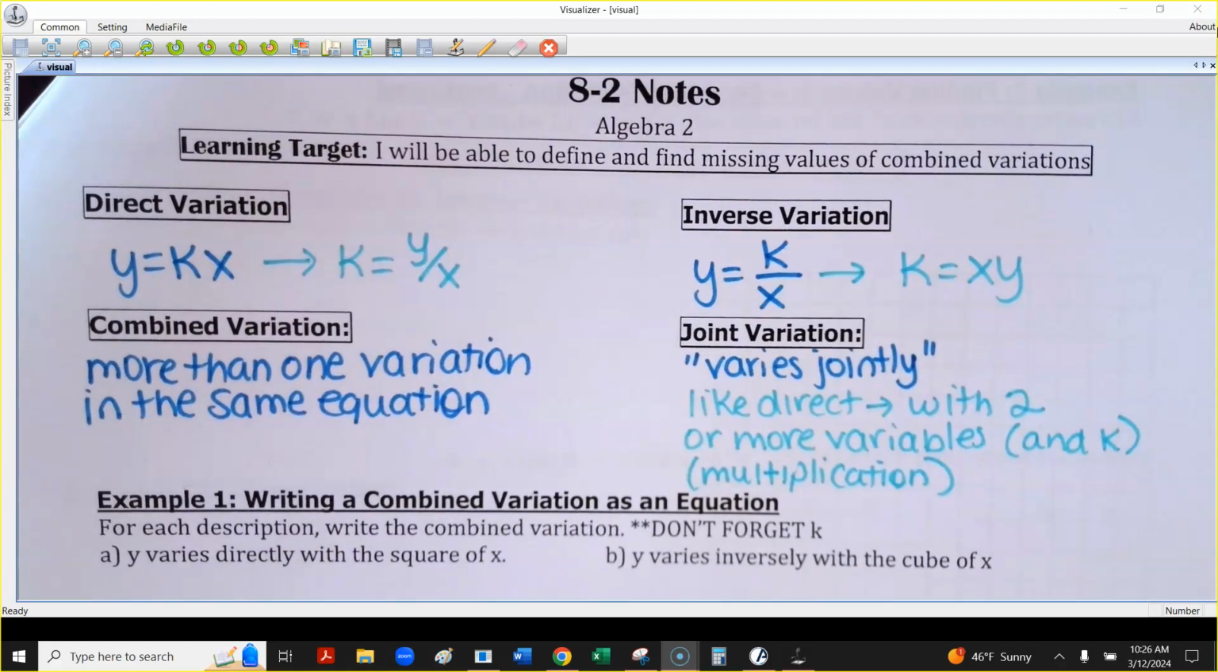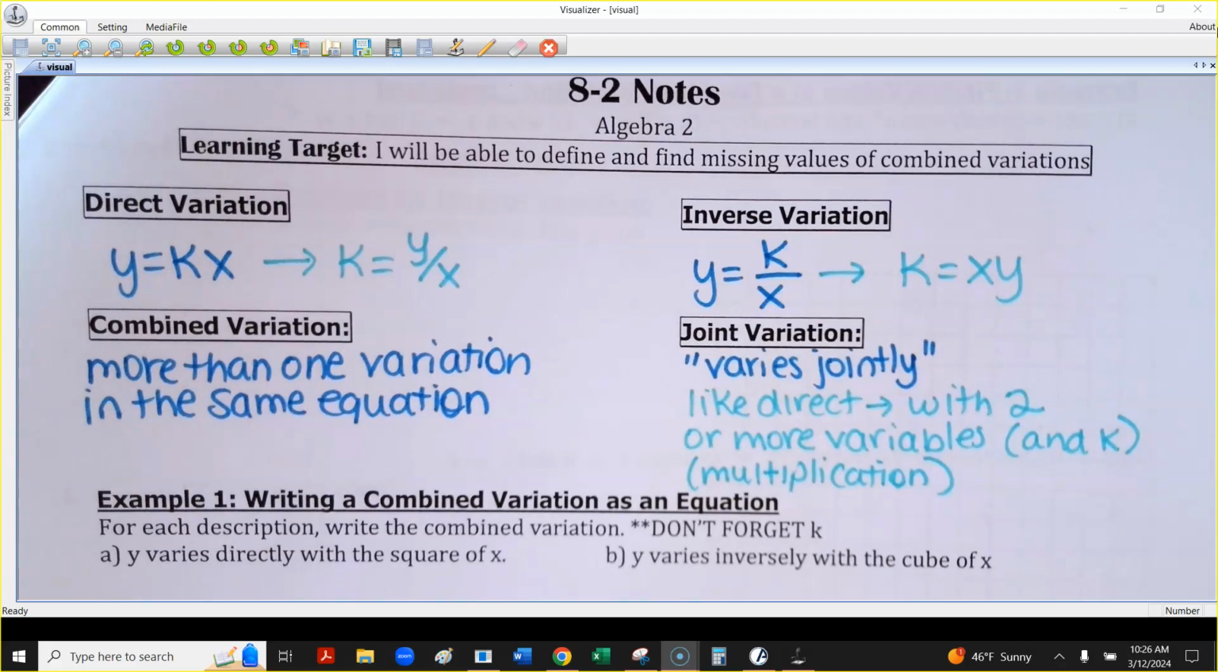The one new term I'm going to add in today is that fourth definition there, which is called a joint variation. In the description, if you have a sentence about this, it'll say varies jointly. A joint relationship is actually just direct. It's just going to be multiplication, but it's not just k times one variable. It'll be k times two or more variables.